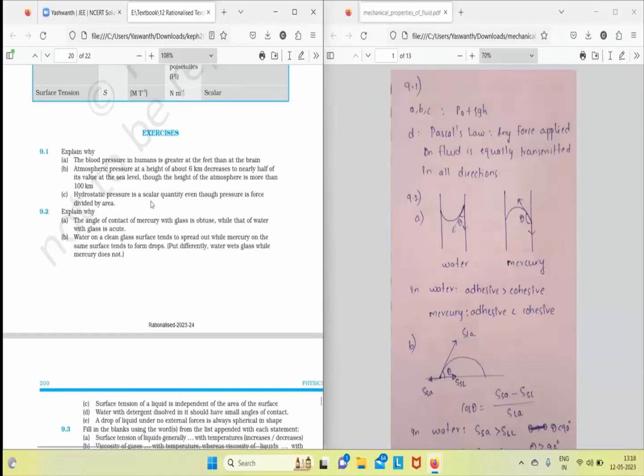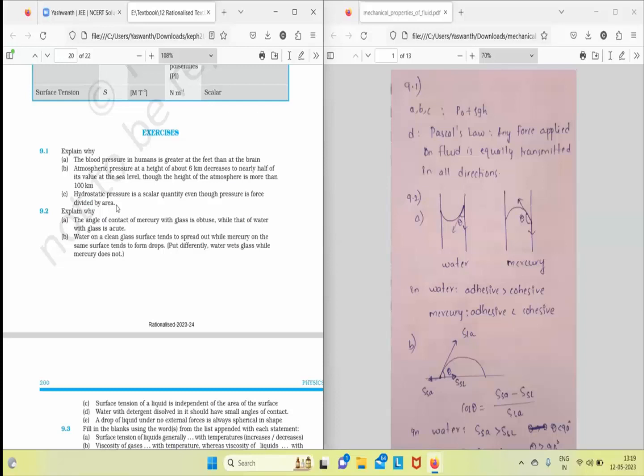And the next thing is, hydrostatic pressure is a scalar quantity, even though pressure is force divided by area. This is a very important concept you have to learn here. Generally the formula for pressure is force by area, where area is a scalar and force is a vector quantity. So we might assume that pressure will also be a vector quantity, because vector by scalar gives us a vector. But here is something exceptional.